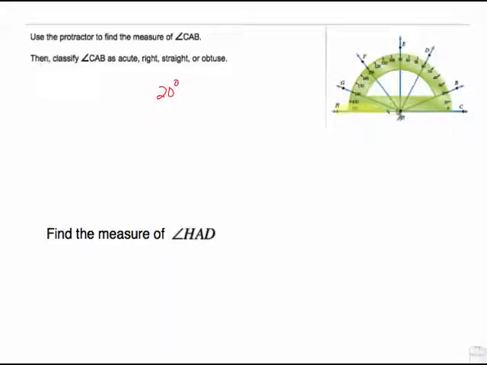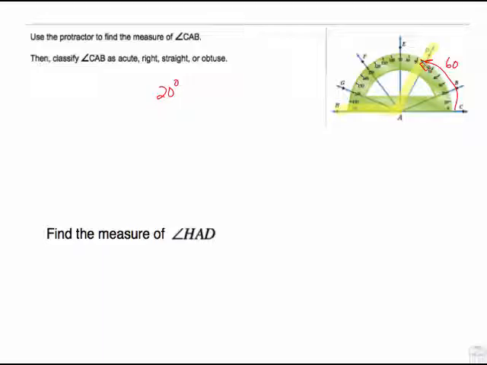We're also asked to find the measure of angle HAD. Angle HAD is this, which, yes, lands right on that 60, but that's not this angle. Can you tell by the picture? That's a lot bigger than 60. That is an obtuse angle. The 60 refers to this is 60.